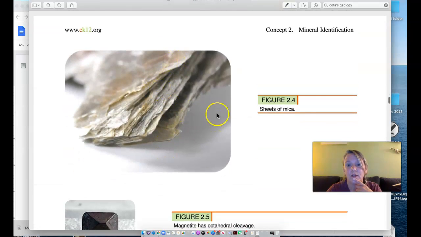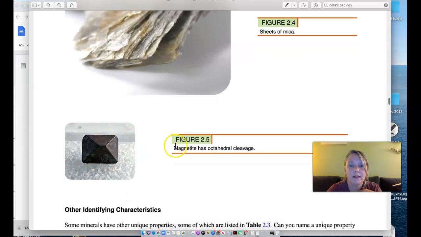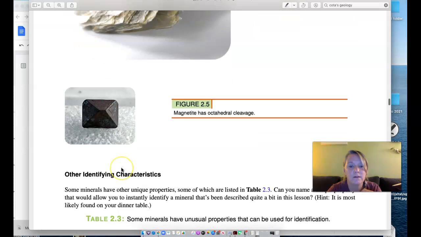Here's an example of mica. Sheets of mica. We can find this all over. If you've ever been to Blanchard Dam, you'll find the mineral mica all over in that area. You'll find little flecks of it, really shiny, almost gold-like. Sometimes you can find a big chunk of it, called a book of mica, and you can actually peel it off in sheets. This is an example of cleavage. Here's another one. Magnetite has these straight edges that it breaks off on.